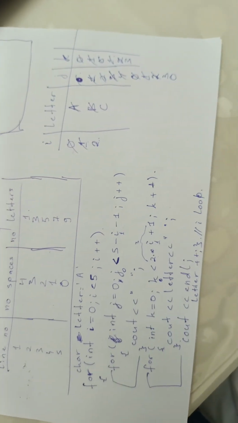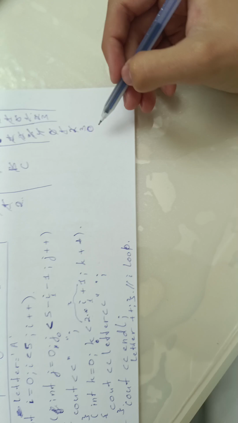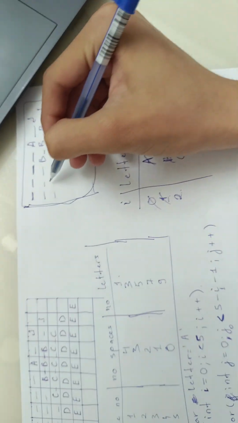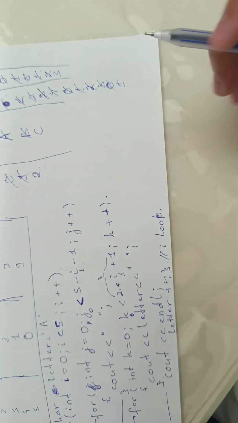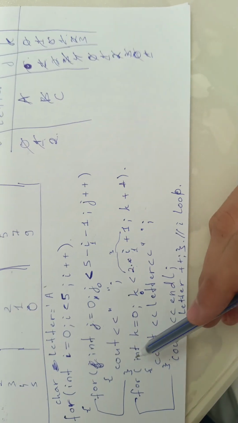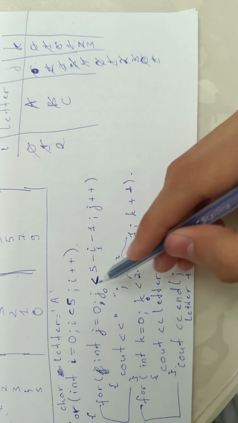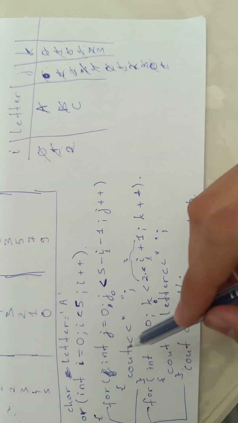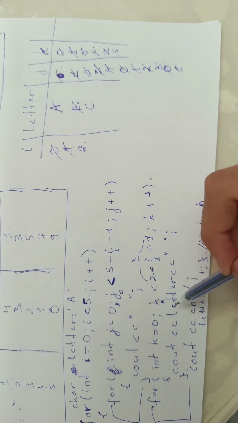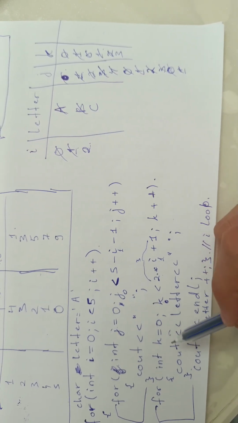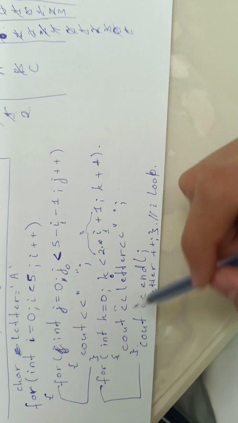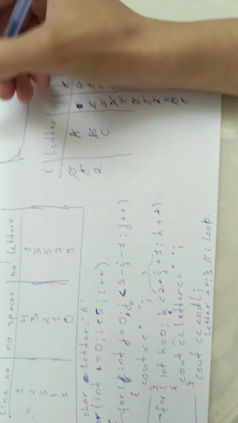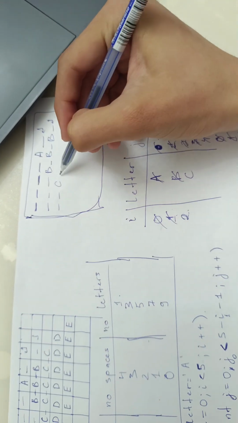This time it checks only 2 times, 0 and 1, and there will be 2 spaces printed out here. So J becomes 2. 2 is not less than 2, so the J loop is ended, and the K loop will start. K equals 0. So 1 C and 1 space will be printed out.